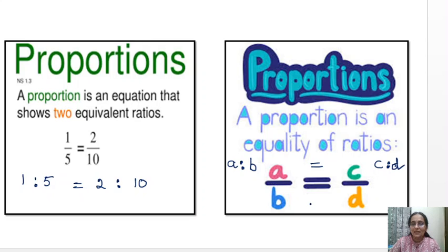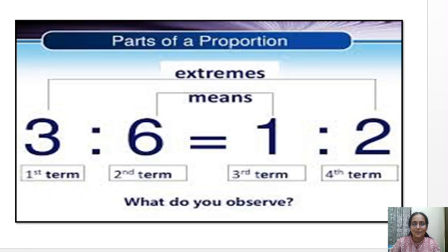Let me repeat. A proportion is the equation that shows two equivalent ratios. A proportion is an equality of ratios. You know now what is proportion, but you should know the parts of proportion. There are two ratios. You know the two terms in one ratio, 3:6. 3 is the first term, 6 is the second term. Here in this ratio, 1 is considered the third term and 2 is considered the fourth term.